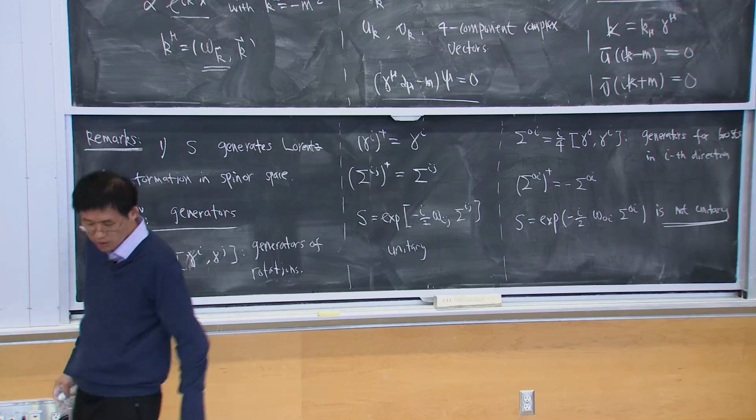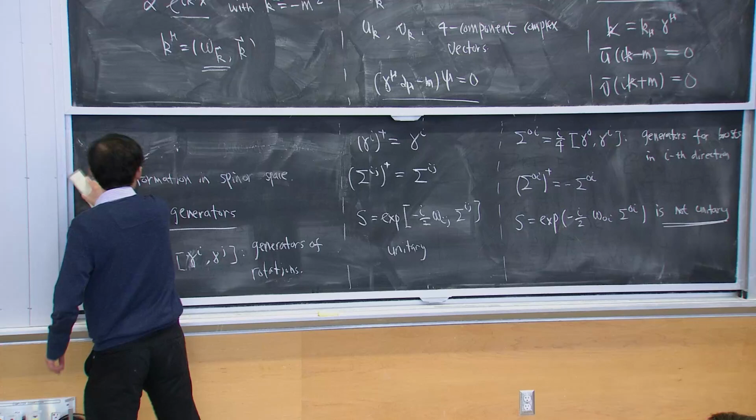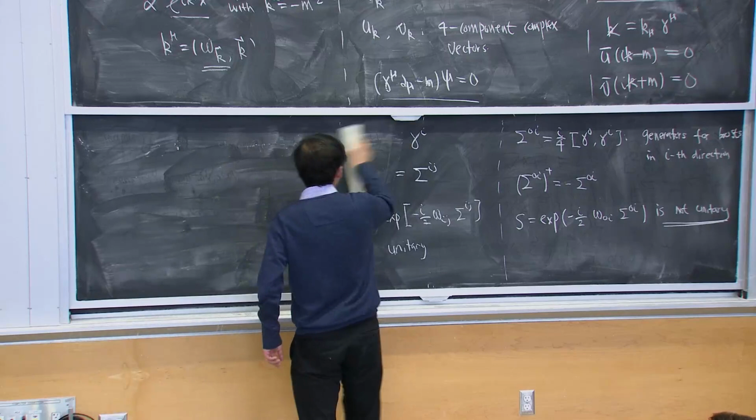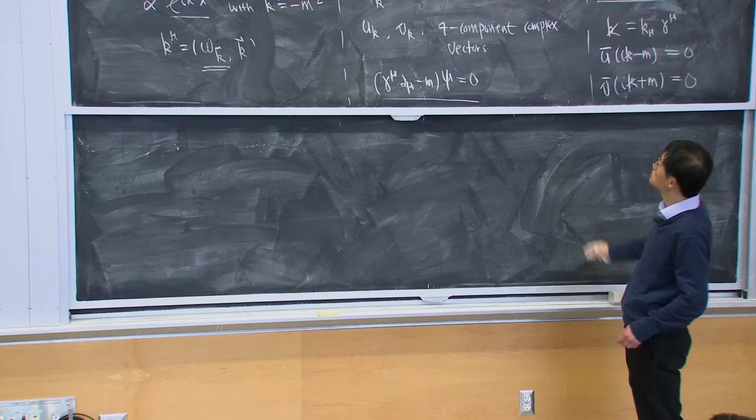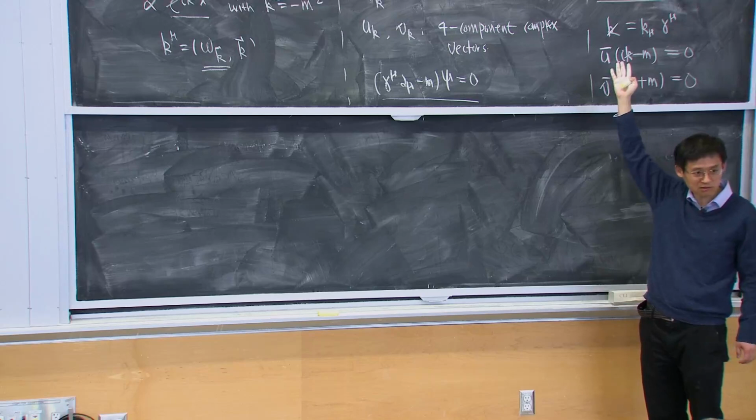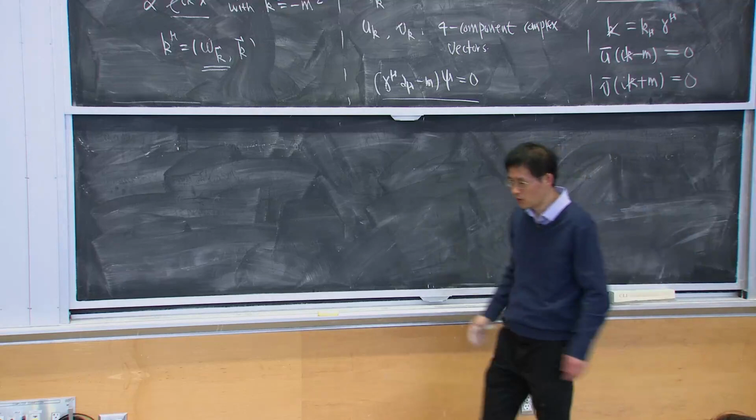So now let's try to work out the U_k and the V_k by solving those equations. In principle, you can do it by brute force. After all, these are just 4x4 matrix equations, just linear algebra. In principle, we can all solve it.